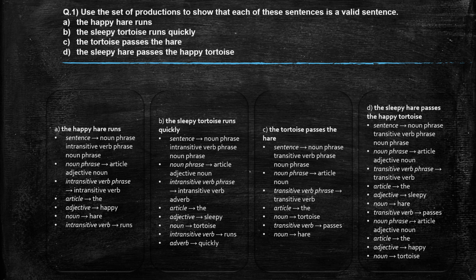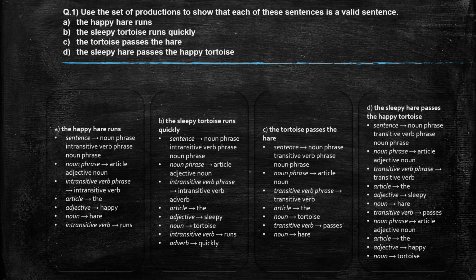Sentence is noun phrase, intransitive verb phrase. Noun phrase is article, adjective, noun. Intransitive verb phrase is intransitive verb, adverb. Article is the. Adjective is sleepy. Noun is tortoise. Intransitive verb is runs. Adverb is quickly.